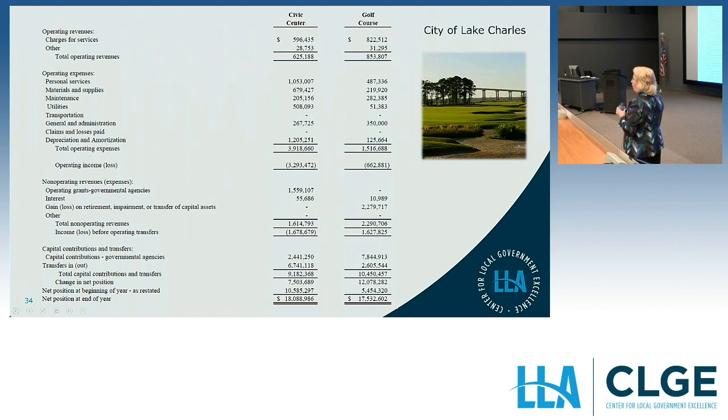And now, change in net position down at the bottom, 7.5 million in our Civic Center. So our Civic Center's doing fine once it gets a little help in there. Okay? And they're both positive. So that's how to read that.